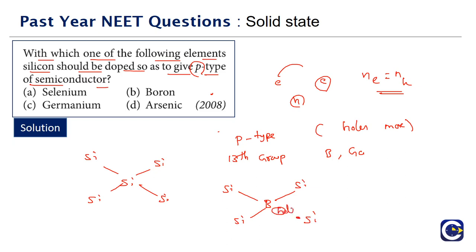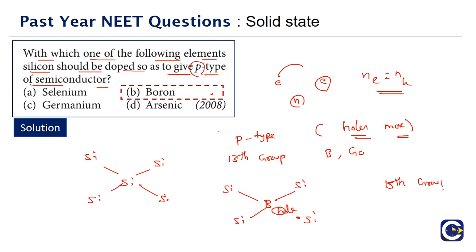This is the hole. So p-type doping will give us more number of holes than electrons, and that is possible when we have the silicon doped with a 13th group element like boron or gallium. So what is the answer for this question? The answer for this question is option B.